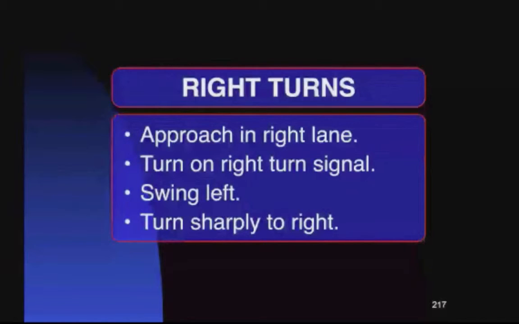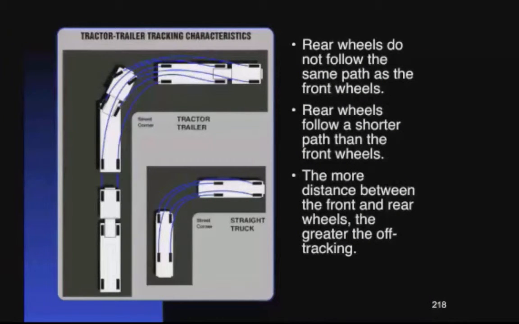Right turn, approach in the right lane, turn on the right turn signal, swing left, and turn sharply to the right. Remember that the rear wheels do not follow the same path as the front wheels. Rear wheels follow a shorter path than the front wheels. The more distance between the front and rear wheels, the greater the off-tracking.